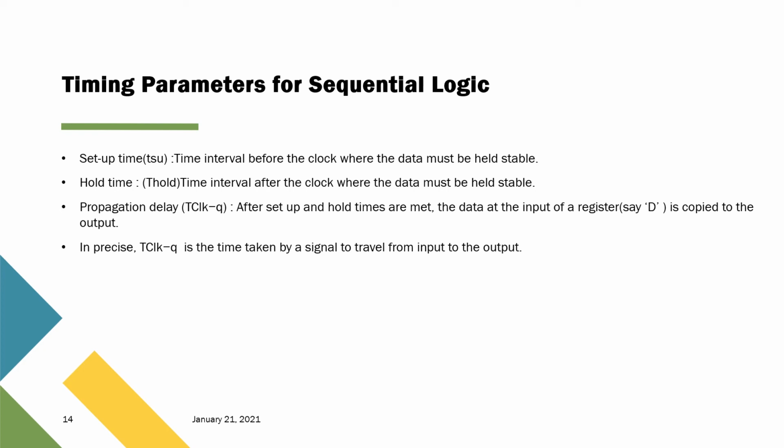Propagation delay is the same amount of time taken for the input to cross from the input terminal to the output terminal. In precise, the propagation delay is the time that is taken after the setup and the hold times for the data at the input of a register to get itself copied to the output.